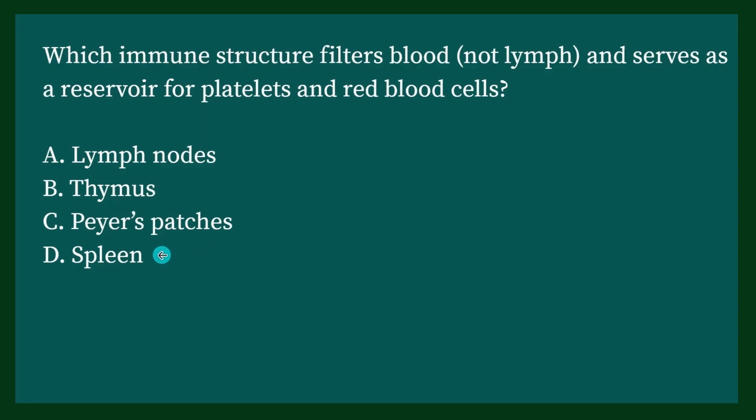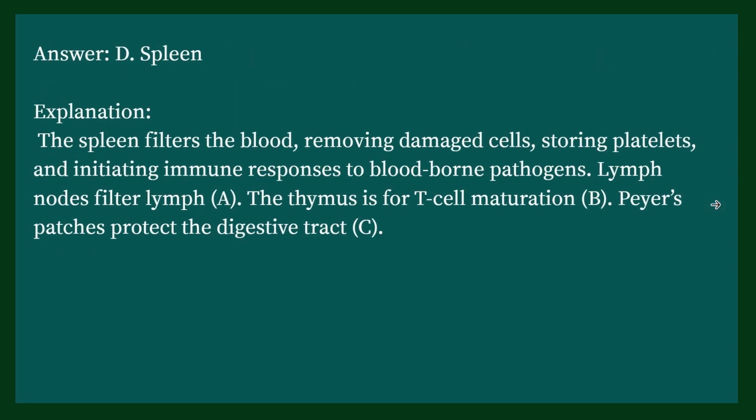And then D, the spleen, does have lymphocytes in it, and it does filter blood, and it does store red blood cells and platelets, and it also filters dead red blood cells and other garbage out of the bloodstream that we don't want. So let's see the explanation. The spleen filters the blood, removing damaged cells, storing platelets, and initiating immune responses to blood-borne pathogens. Lymph nodes filter lymph, A, and the thymus is for T cell maturation, that's B, and Peyer's patches protect the digestive tract.